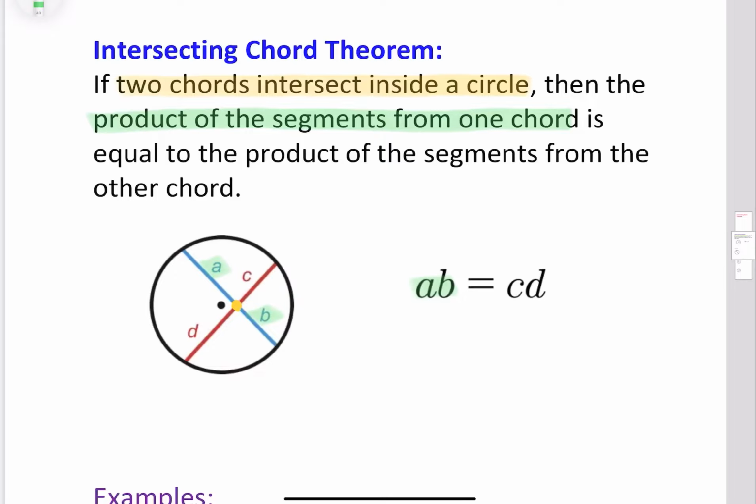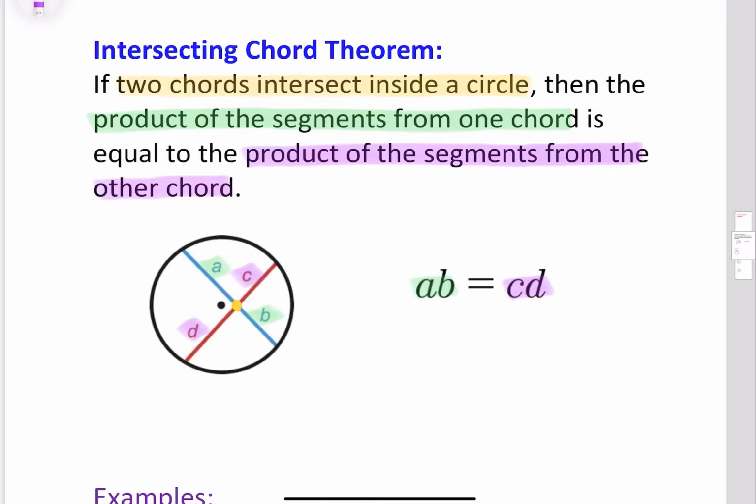The same thing happens with the second piece. So it has to equal the product, again multiplication, of the segments from the other chord. The segments from the other chord are the two pieces, which are C and D. So the product means to multiply those two, which is C times D. So those two should be equal to one another, according to this theorem.